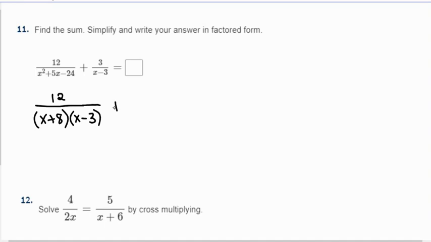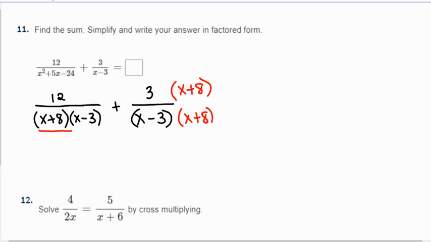Okay, and then that's going to be added to 3 over x minus 3. Okay, so now I need to make common denominators, and this denominator has an x plus 8 multiplied with an x minus 3. The other denominator only has the x minus 3. So I need to multiply the numerator and denominator over here by what it's missing, x plus 8 times x plus 8. Okay, so now I'm going to go ahead and distribute 3 to the x and also to the 8. Combine the numerators and put that over its common denominator.